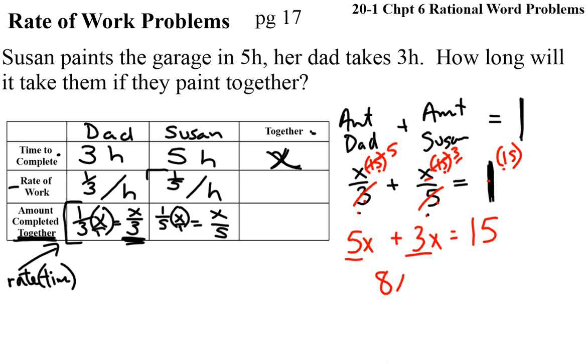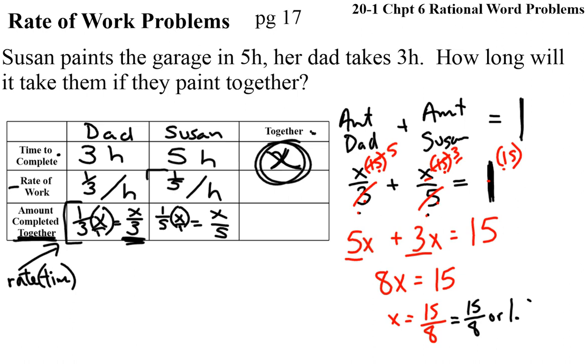Combine my like terms, divide by x, and x works out to be 15/8. But what does x represent? X is time together. So time together is 15/8, or if I put it into decimal, because we don't usually talk time as a fraction, it would be about 1.9 hours. Now, it was 1.875. Please don't say 1 hour, 88 minutes. That's not what the decimal is. This 0.875 or 0.9 is that much of an hour.